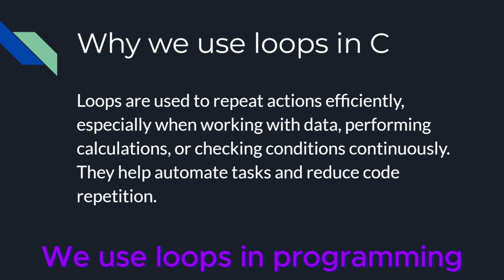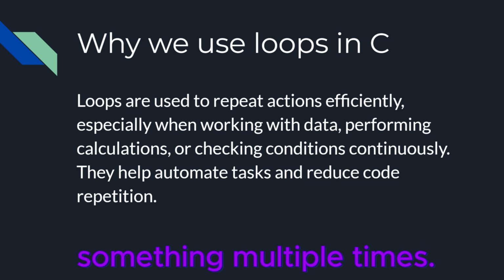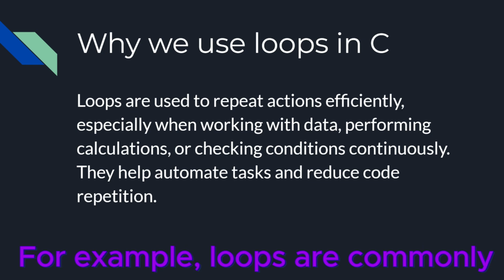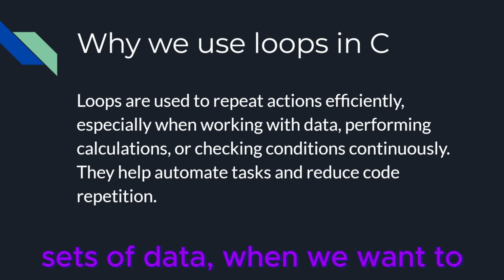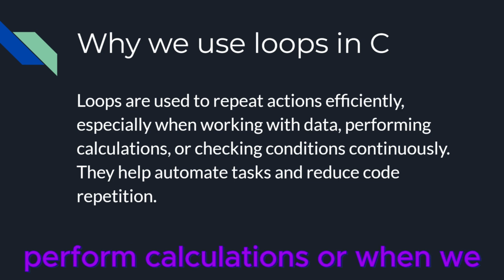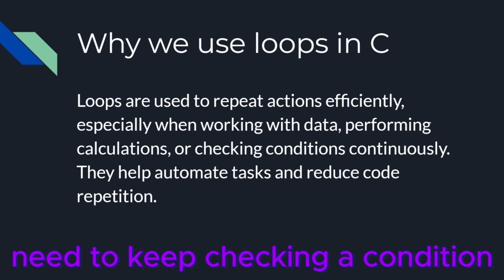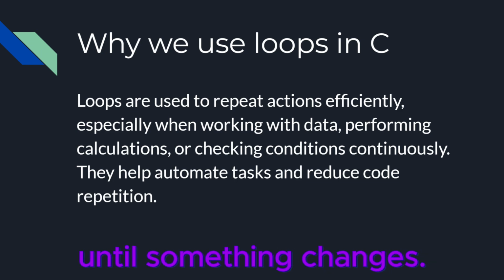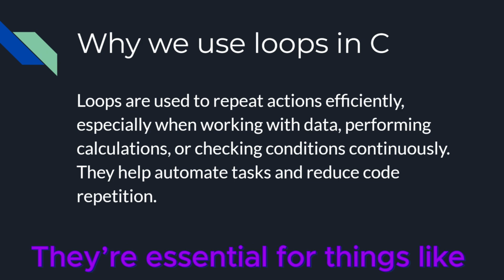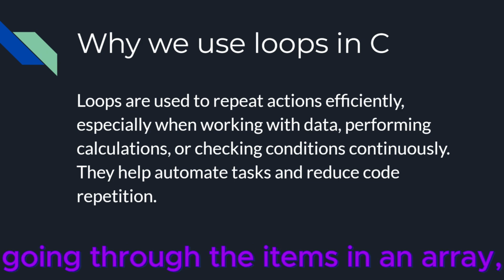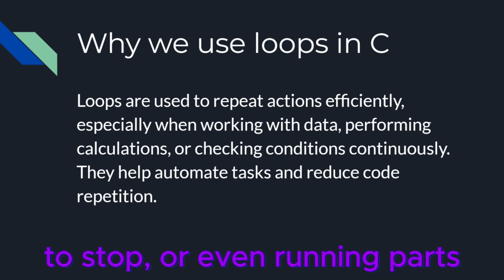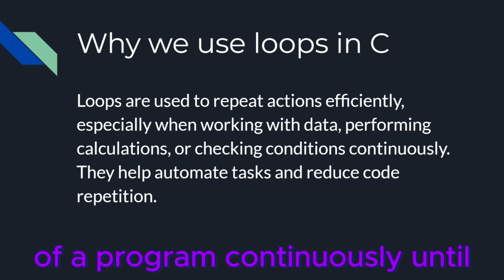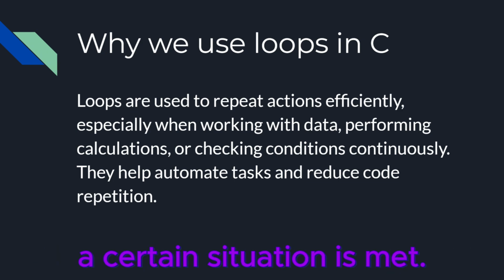We use loops in programming whenever we need to repeat something multiple times. For example, loops are commonly used when we're working with large sets of data, when we want to perform calculations, or when we need to keep checking a condition until something changes. They're essential for things like going through the items in an array, reading input until the user decides to stop, or even running parts of a program continuously until a certain situation is met.